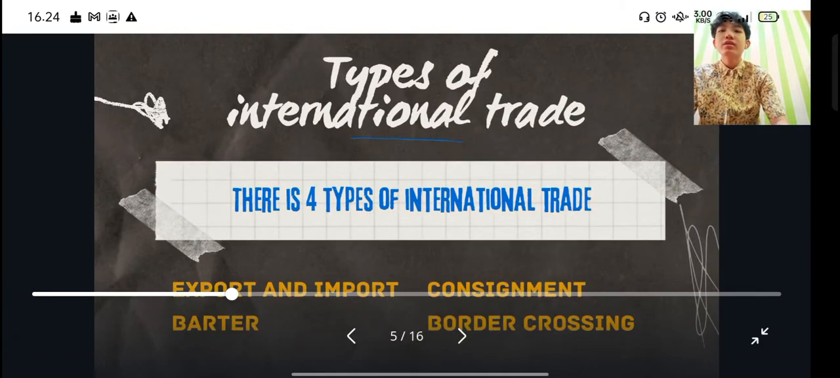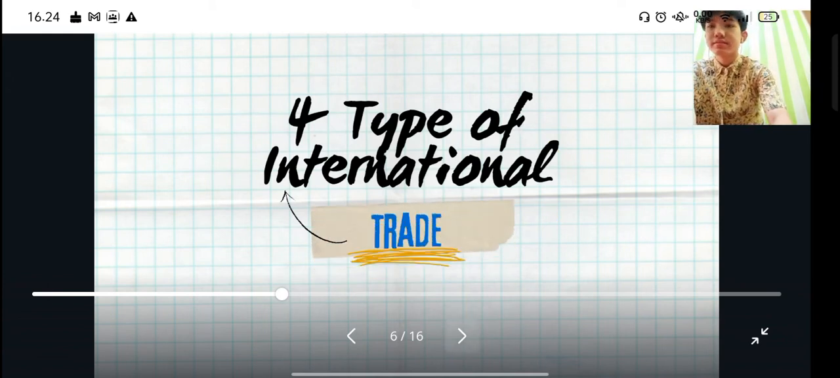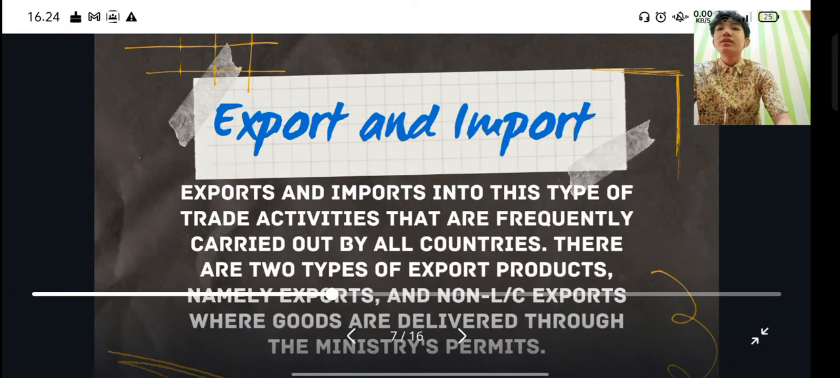There are types of international trade: export and import, barter, consignment, and border crossing. Four types of international trade. Number one is export and import. Export and import is the type of trade activity that is frequently carried out by all countries. There are two types of export product, namely LC export and non-LC export, where goods are delivered through the ministry permits.